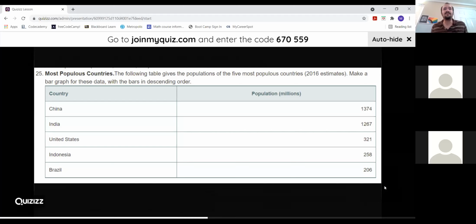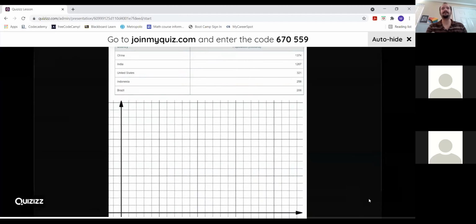Okay, so most populous countries. The following table gives the populations of the five most populous countries. These are 2016 estimates. Make a bar graph for this data with the bars in descending order. So what do I need on my bar graph? Your X and Y axis? Yes. I need labels for those.